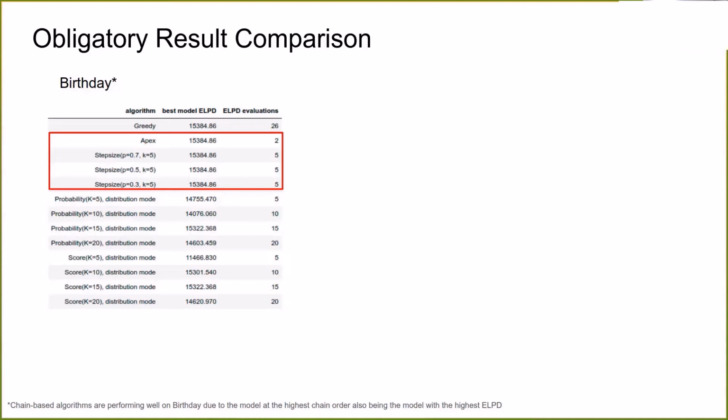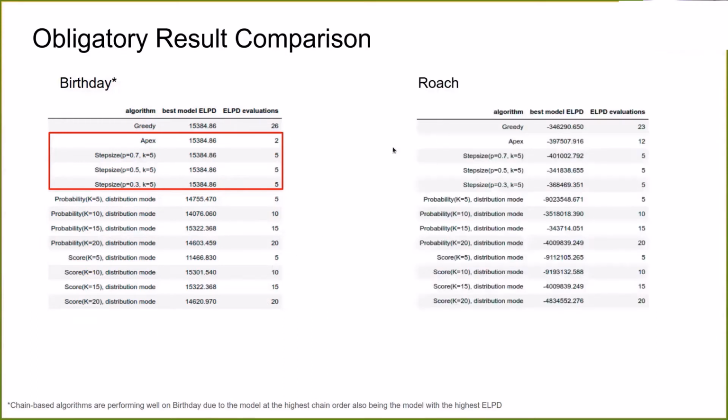And if it was a model that was remotely more complex than birthday, or if it wasn't as easy to provide hierarchical information, then you can't really expect the chain-based algorithms to perform this well. For the Roach model, which is also taken from Aki's case study, you can see that the chain-based algorithms perform worse. They can't find the global optimum. This is because it's harder to provide direct hierarchical information about the Roach model than for birthday, because it's not a binary yes or no implementation type of thing.